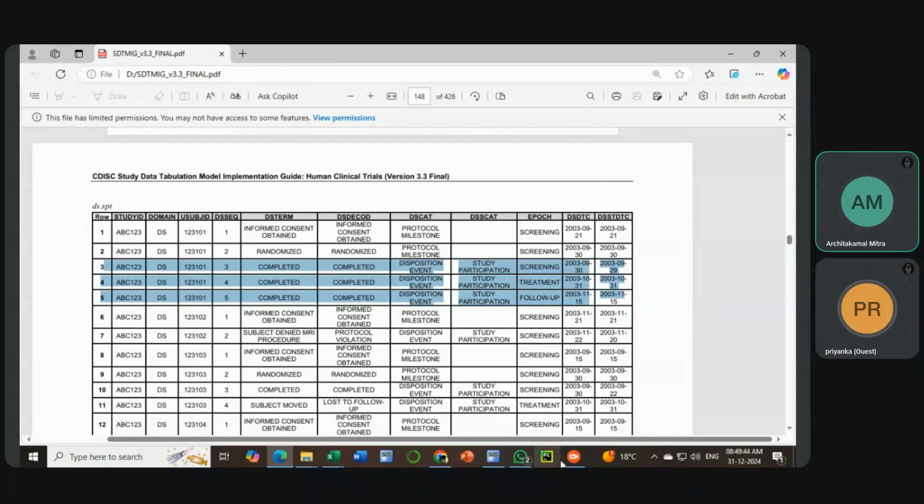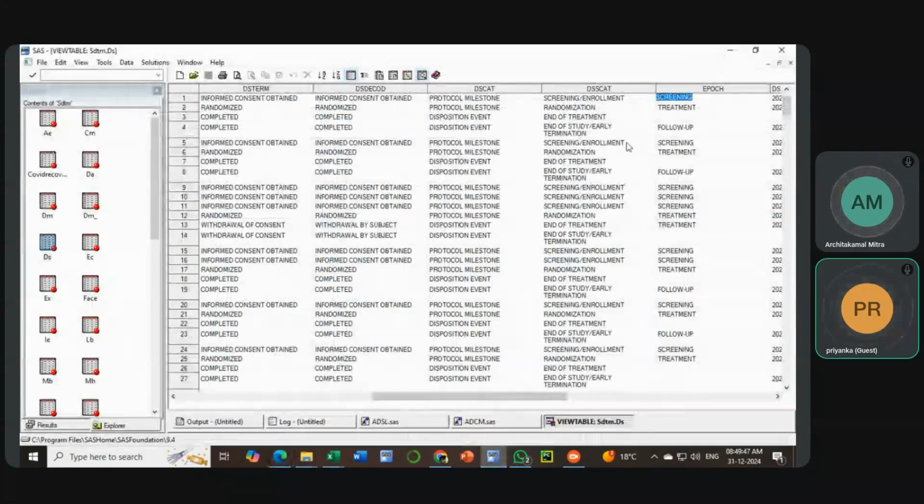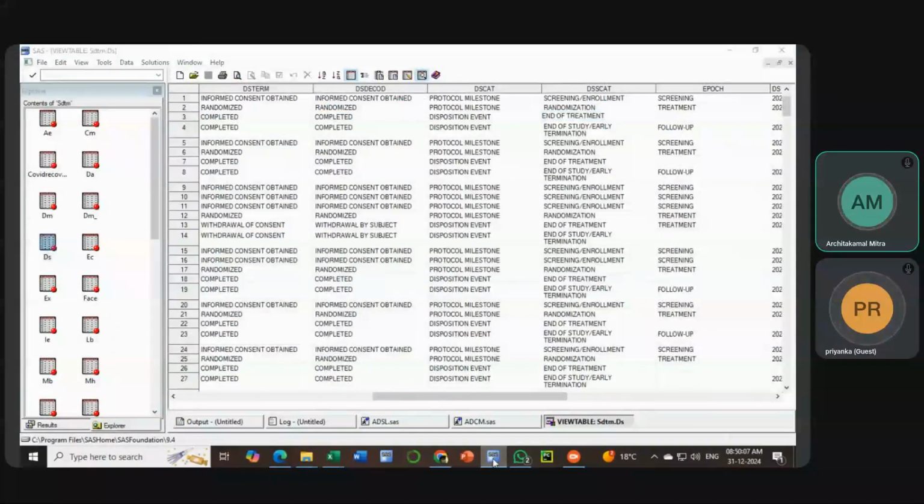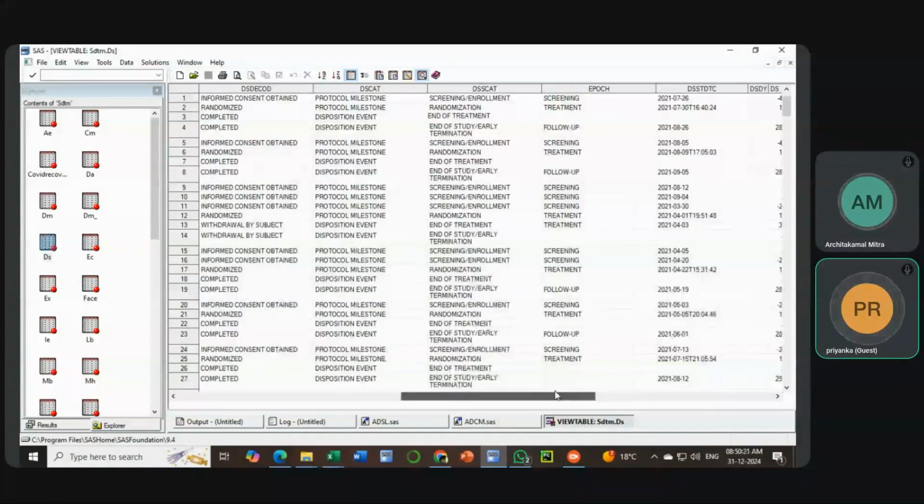Again with treatment, let's check. What do we have in treatment? We have randomization in treatment in our case. There is also an end of treatment within DSS cat, but here we don't have those. We have study participation here. In this study we are dealing with, randomization is the treatment start. That's why they gave the epoch as treatment. Treatment started on that day.